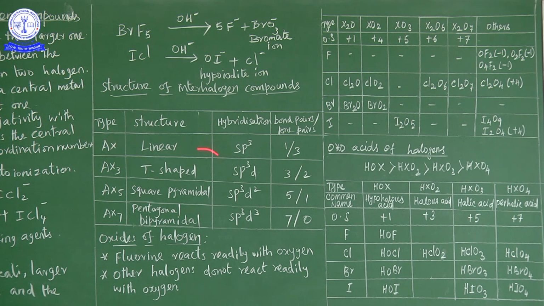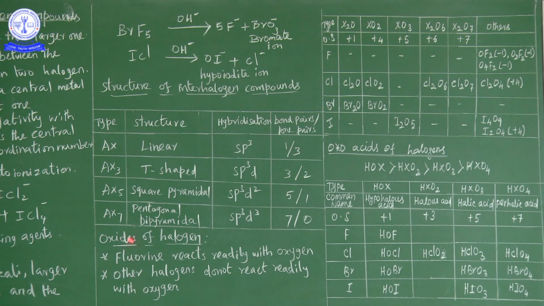So this is a very important one: the structure of interhalogen compounds. The structure of AX type interhalogen compound is linear. For AX3 it is T-shaped, for AX5 square pyramidal, for AX7 pentagonal bipyramidal.